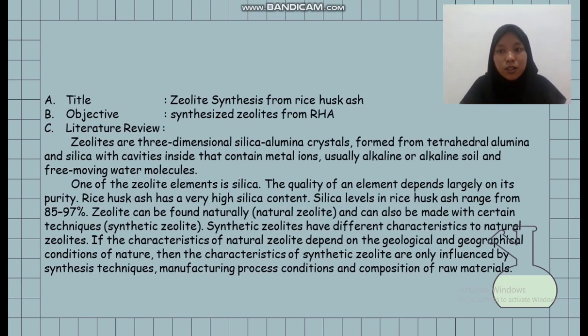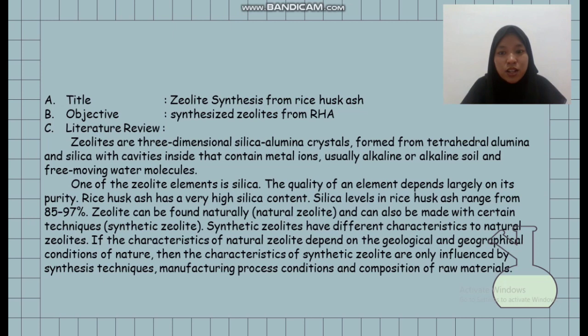The next is the objective: synthesis of zeolites from RHA. Zeolites are three-dimensional silica-alumina crystals formed from tetrahedral alumina and silica, with cavities inside that contain metal ions, usually alkali or alkaline earth, and free-moving water molecules.